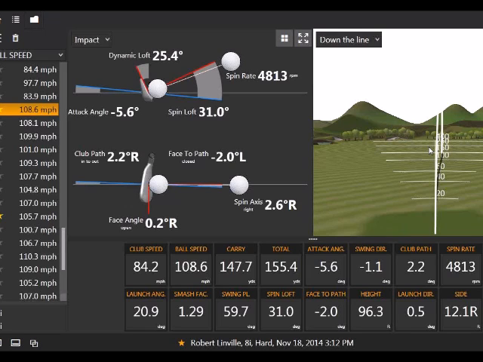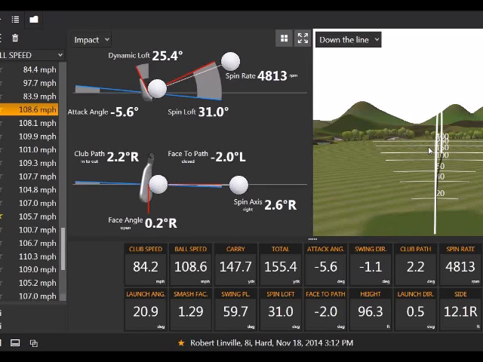I'll be glad to answer them, and then we'll keep going with how we produce and get movement so that we can produce shots that will help you play better golf, because that's the end result that we're all after. So let's go to a screen here.